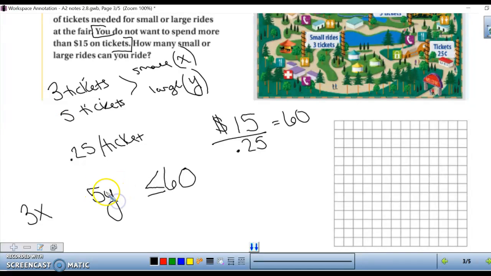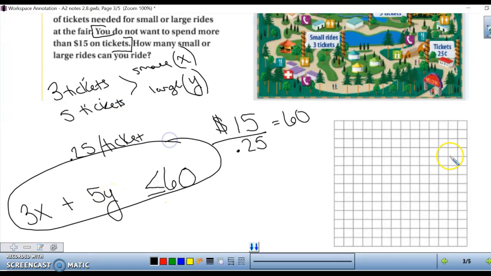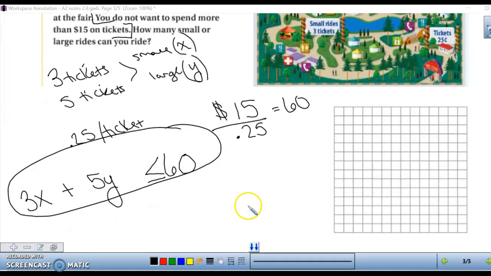5 tickets. So 5 times Y, the number of large rides that you're going to go on. And then are we going to multiply these, add them, subtract them, divide them? We're going to add them, because if you go on a large ride and a small ride, you add the cost together to the number of tickets that you spent that day. So this is our equation. So now we're going to graph it. Easiest way to graph it is to plug in numbers for X and solve for Y, or plug in numbers for Y to solve for X.